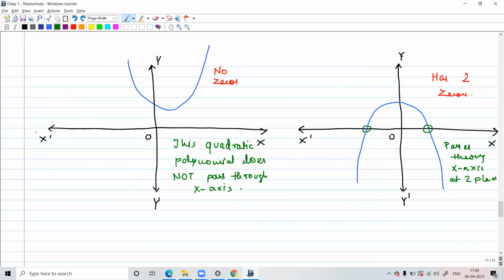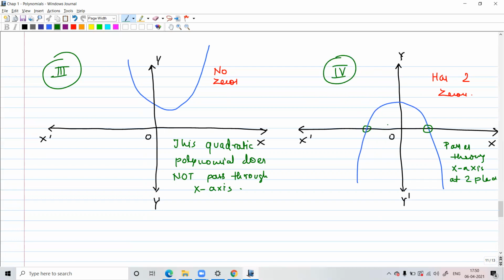Then look at this third example. This is also a quadratic polynomial again, because it is a U-shaped parabola, right? You know that. But it is not touching the x-axis at all. That's the reason it doesn't have any zeros. Whatever value of x you put, the polynomial p(x) will never be zero, no matter what value of x you put. It never touches the x-axis. Is it clear?